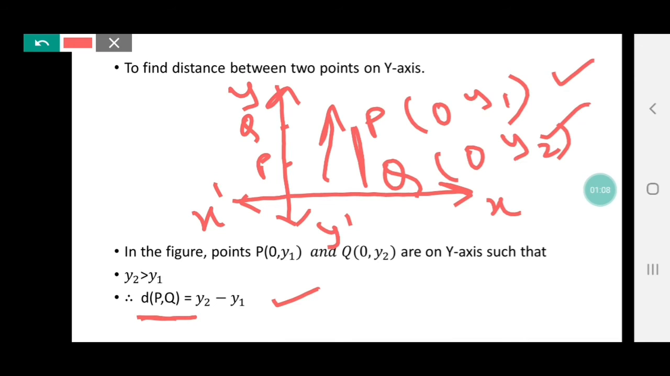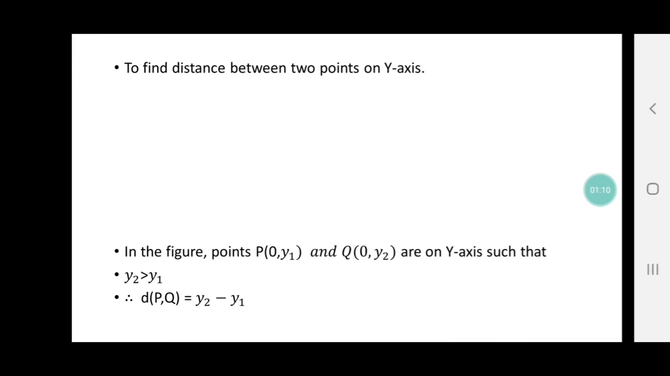I hope I'm clear. Now we move on to the next part, that is to find the distance between two points if the segment joining these two points is parallel to any of the axes in the xy plane.